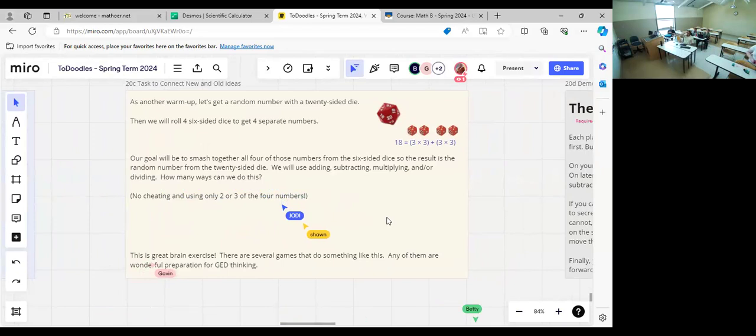Okay, so Chloe's going to roll a 20-sided die this time, and that's going to give us a number that's like the target we're trying to get to. We played a game of getting to 21. In this game, the number we're trying to get to keeps changing. And then she's going to roll 4 six-sided dice.